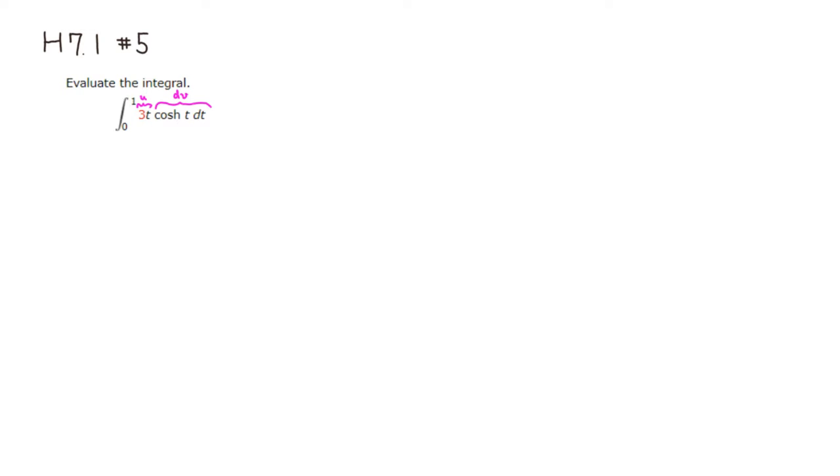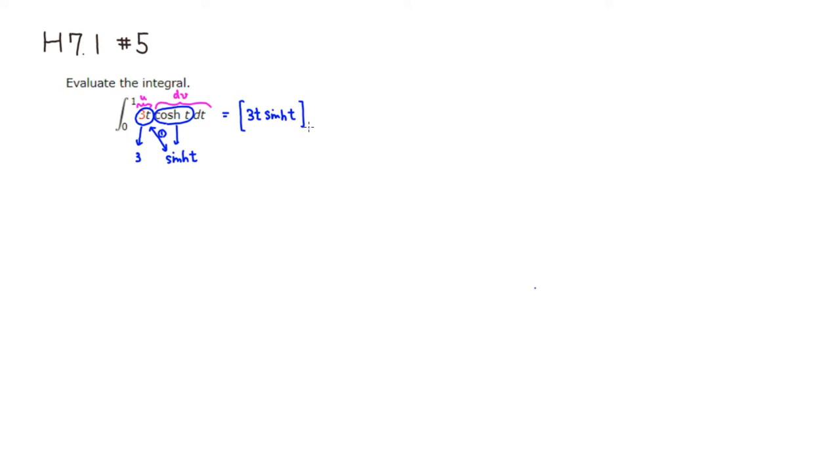First I'm going to take the derivative of this, and we're going to get 3. Then take the antiderivative of hyperbolic cosine, which is hyperbolic sine of t, right? Then we just have to multiply this way first. So this is going to be 3t times hyperbolic sine of t.